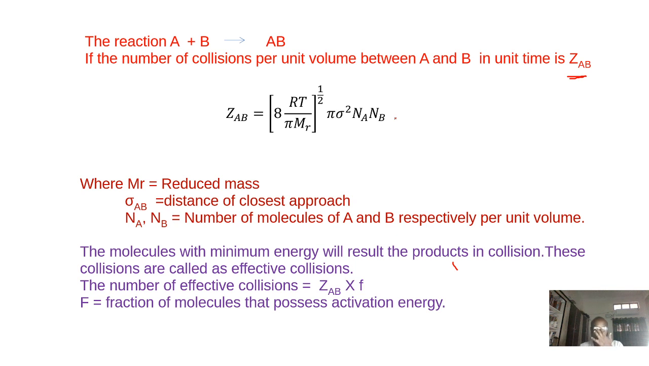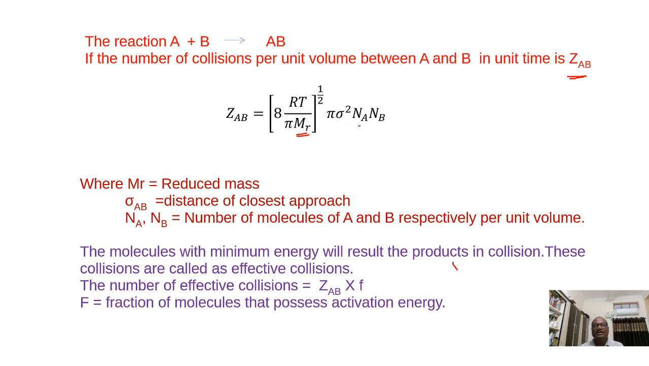So from Maxwell distribution of velocities, we say ZAB, the number of collisions taking place per unit volume, is given by (8RT/π mr)^(1/2) π σ² Na Nb. In this, what is this mr? It is the reduced mass. If Ma and Mb are the masses of A and B respectively, then the reduced mass is equal to Ma Mb divided by Ma plus Mb. Like that we calculate it. So ZAB is equal to (8RT/π mr)^(1/2) π σ² Na Nb.